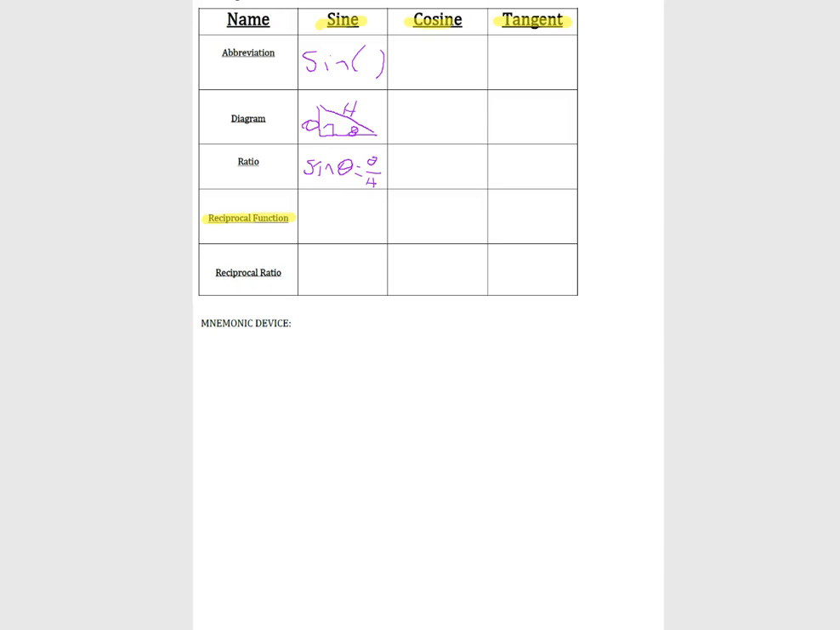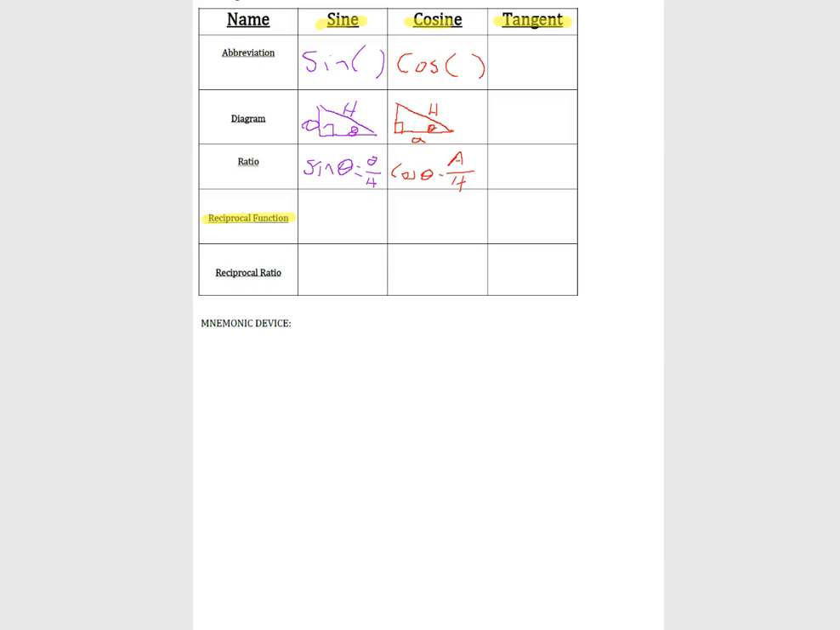When we move on to cosine, our abbreviation is going to be cos, and it's still going to be involving some angle. So our diagram, what the picture is going to look like here, is we start with our right triangle. We still have an unknown angle. And this time we are going to relate our hypotenuse and the adjacent side. The ratio for cosine is going to be the adjacent side length over the length of our hypotenuse.